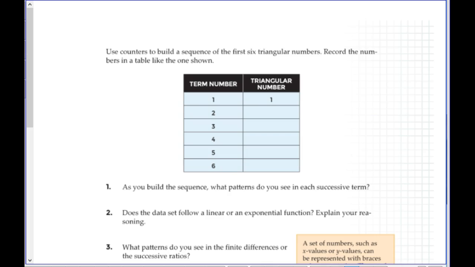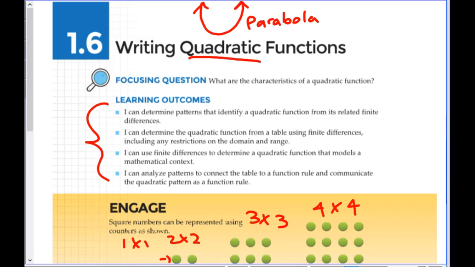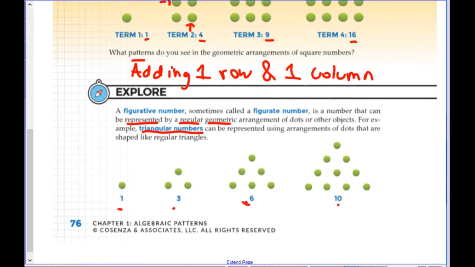So we already have 1. The second term is 3. The third term is 6. The fourth term is 10. Okay? So, now, what's happening each time is we're adding a layer, right? So we started with 1, then we added 2. Then we added 3. Then we added 4. So guess what we're going to add next time? 5, right?